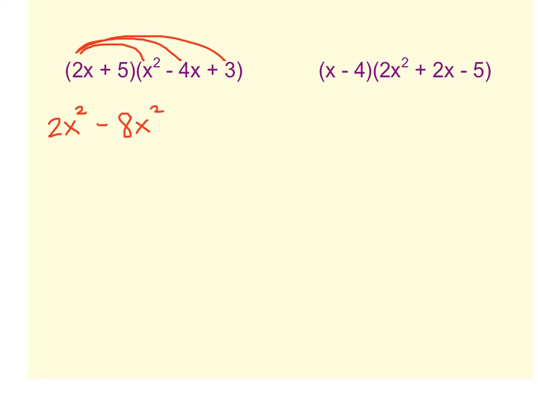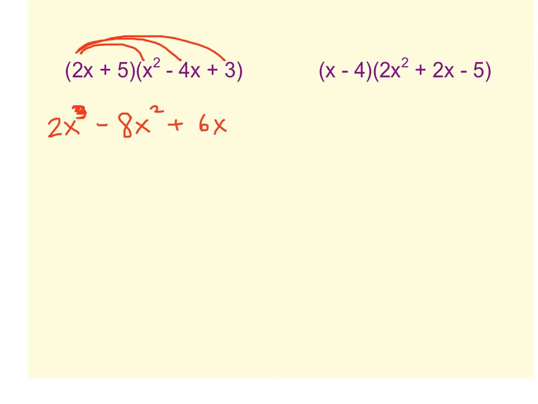squared. Oh, did you guys catch my mistake? Ooh, I caught myself. This first one is 2x cubed. It's a really ugly 3, but hopefully you get that. Because we're multiplying, we're adding exponents. 2x times a negative 4x is negative 8x squared. 2x times 3 is a positive 6x.